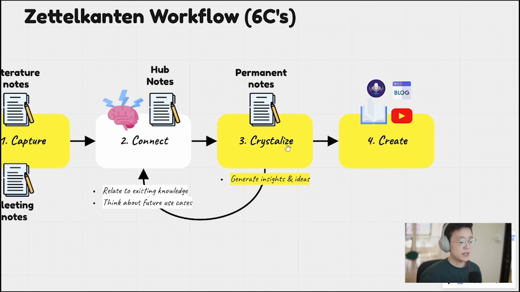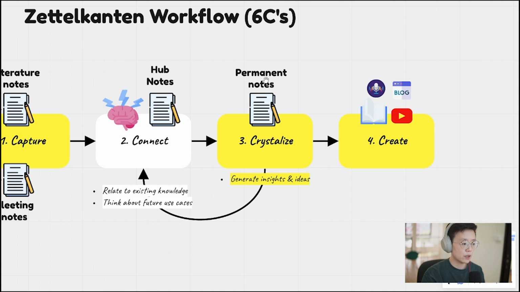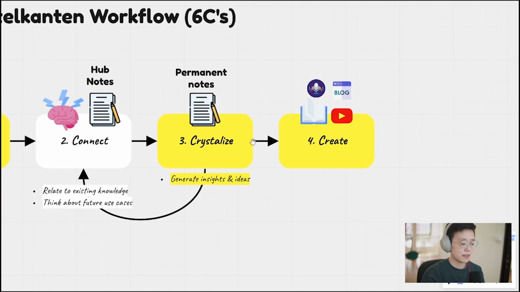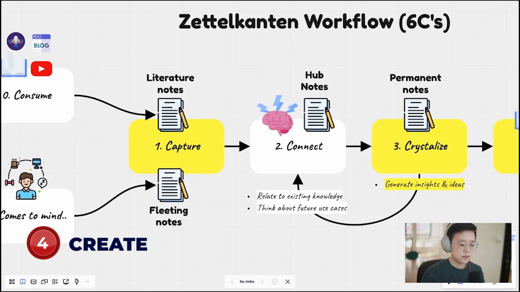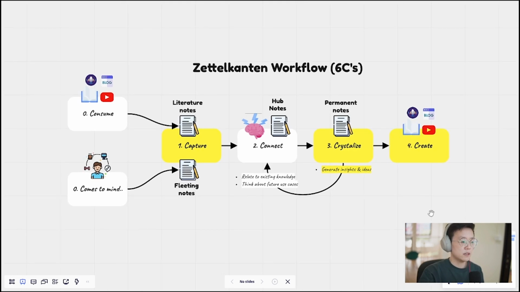So now you capture a lot of things and you connect, you have insights, and crystallize is the process of distilling the idea and putting it down on paper. So you're going to put it down on permanent notes. And last but not least is to create. As you can see, it comes full circle, because you consume external information, and once the information goes through your factory, you output that information into the world. That's pretty much the workflow of how you can develop your own Zettelkasten.